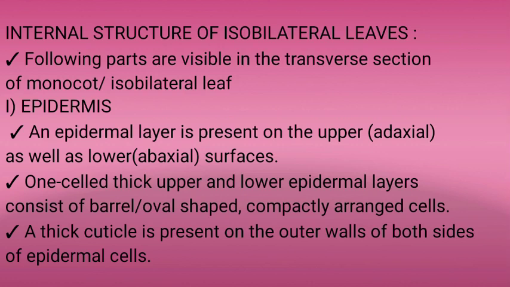The epidermal cells on both sides are covered by a thick cuticle, which is made up of the substance called cutin. Here you have to remember, epidermis is present on both upper surface and lower surface. Upper epidermis is called adaxial epidermis, lower epidermis is called abaxial epidermis. Both epidermises are single layered cells and covered by a thick cuticle.